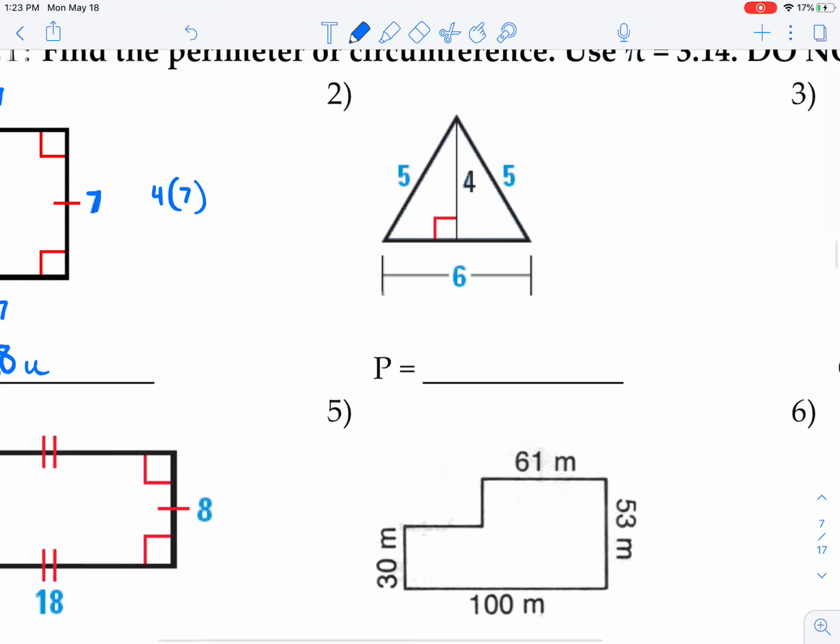So here we're going to add up all the sides. Are we going to add 4? No. Because 4 is not a side. 4 is the height. So we're going to add 5 plus 5 plus 6. So 10 plus 6 is 16 units. So notice how I wrote this out. A lot of students are like, I did it in the calculator, I did it in my head. Yet, I still like to see your work. So show your work. Show it on the paper.